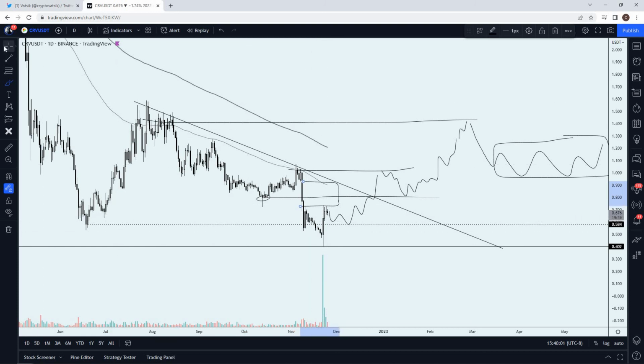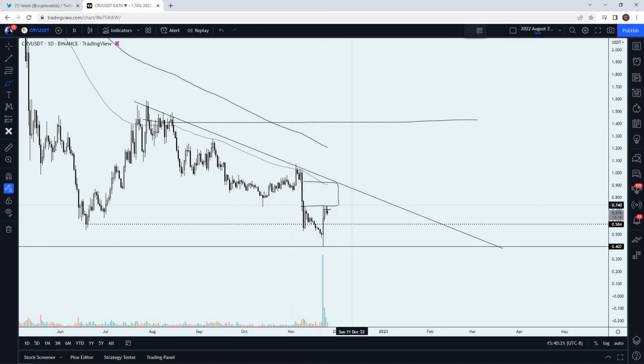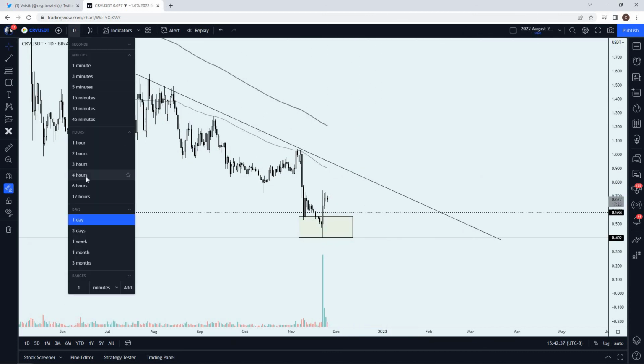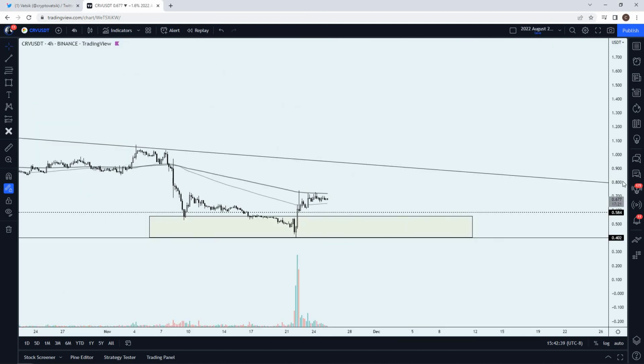Let me just clean up the chart. I could definitely see short-term price at least coming up and starting to test some of this inefficiency here in this zone, okay, and then potentially back down after that. So let's just go down to the 4-hour now, see what we're seeing.